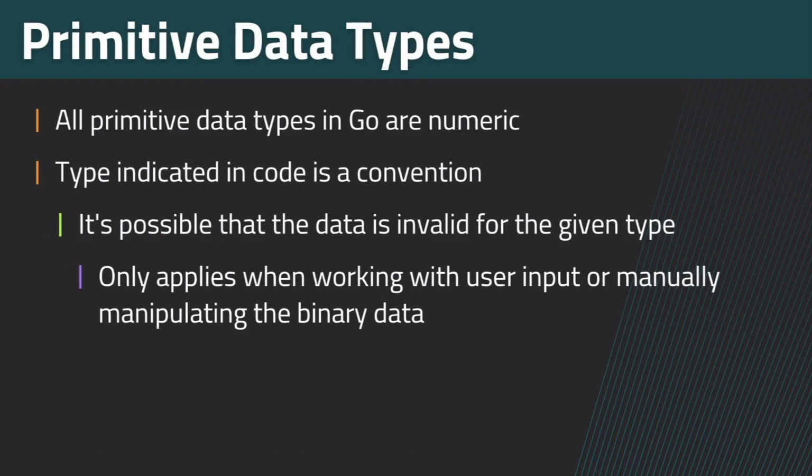In Go, all primitive data types are numeric. This means that they're simply a stream of bytes. The type indicated in the code is simply a convention. It is possible that the data is invalid for the given type, but this only applies when you're working with user input or if you're manually manipulating the binary data itself. So for the most part, the type that's indicated in the code is the correct type.